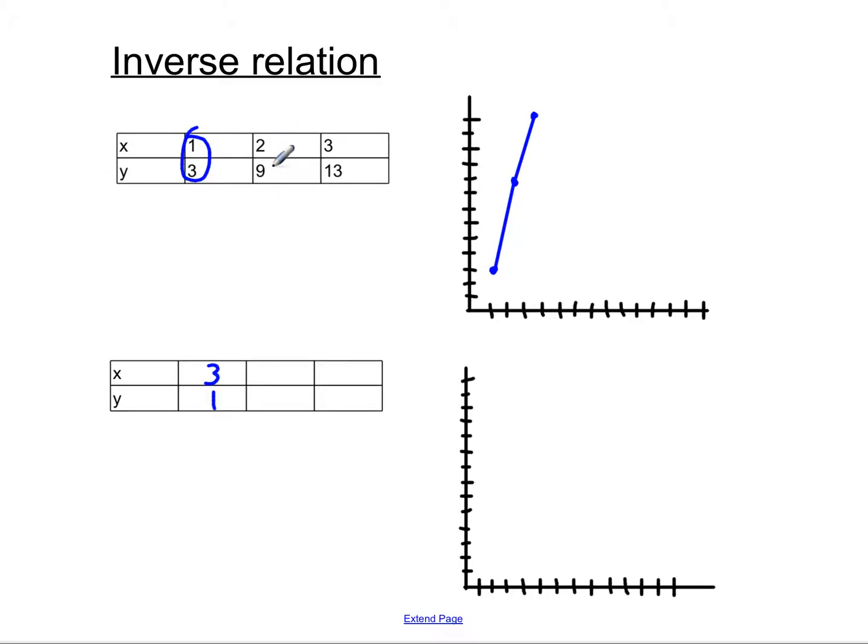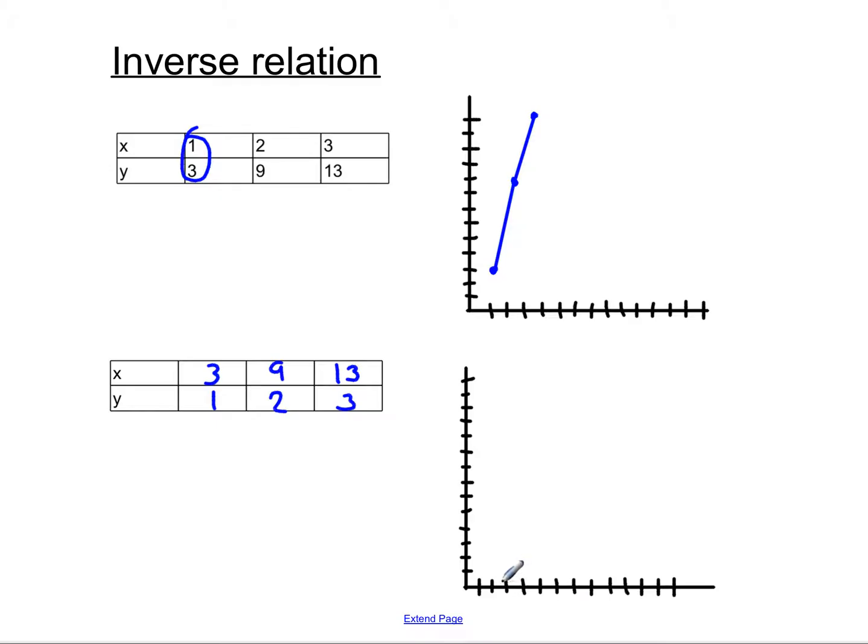Here we have 2 and 9. The x was 2, so now the y is 2. The y was 9, so now the x is 9. And similarly, we're going to switch our last point, so it becomes 13 and 3. So let's plot these points to see what it looks like.